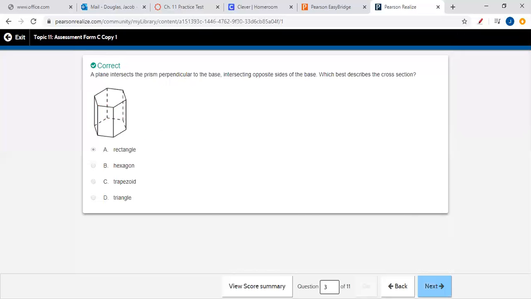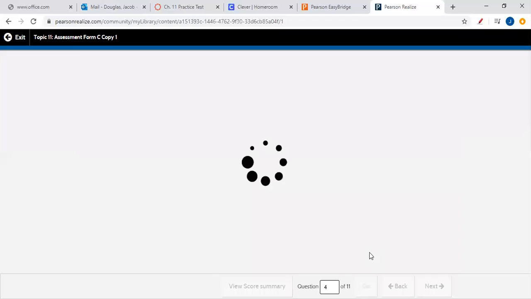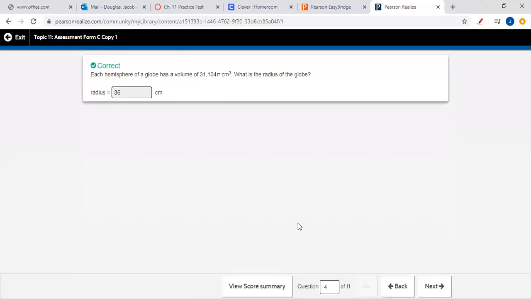All right, moving on to number 4. So number 4 says each hemisphere of a globe has a volume of 31,104 pi centimeters cubed. What is the radius of the globe?